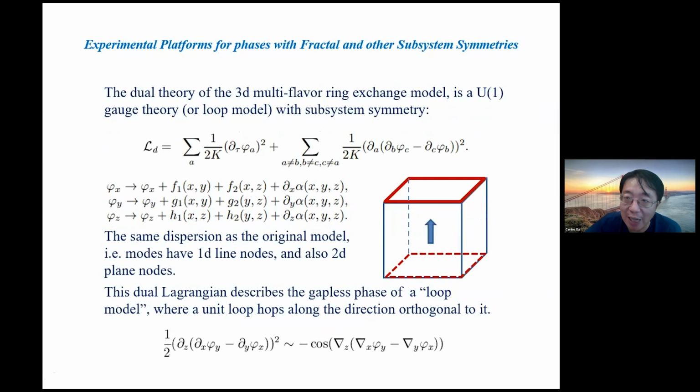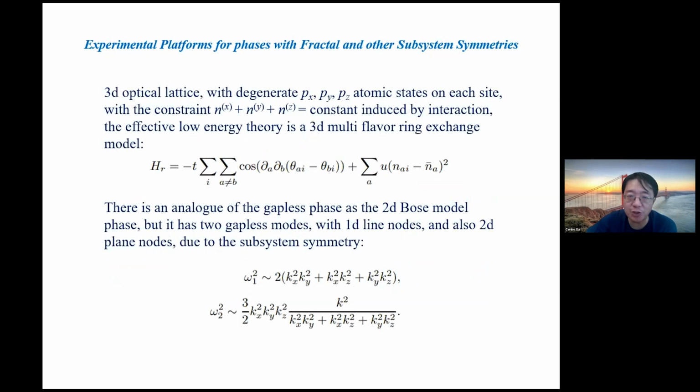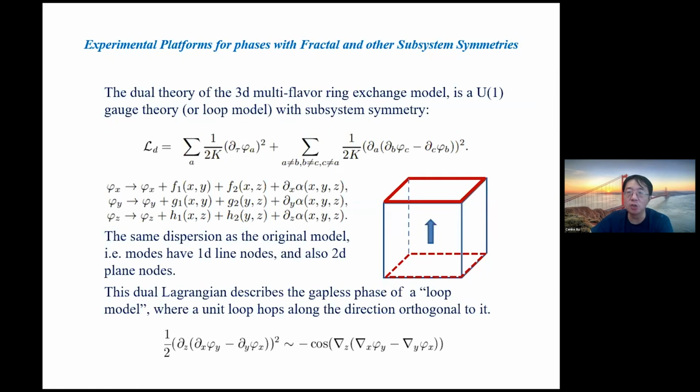As we said, the 2-dimensional version of the ring exchange model is self-dual. The 3-dimensional model has a more interesting duality. We can run through the duality formalism either through the classical Villain form, or we can do the quantum duality using the operators on the lattice. The dual of this multi-flavor ring exchange model is a loop model, and it's actually an exotic loop model.